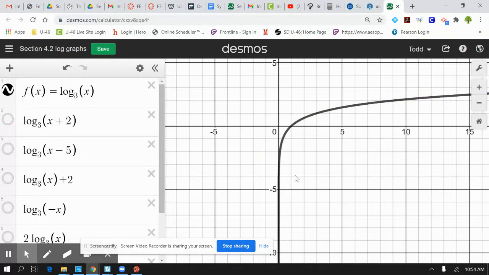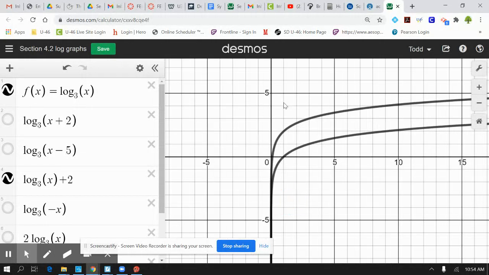X minus 5 will take this function and move it to the right 5. It changes the vertical asymptote from x equals 0 to x equals 5. Plus 2 outside of the operation will raise it up 2. It does not change the vertical asymptote because you didn't go left or right. It doesn't even change the range. The range is still all real numbers. Just lifting it up 2 units doesn't change the range.